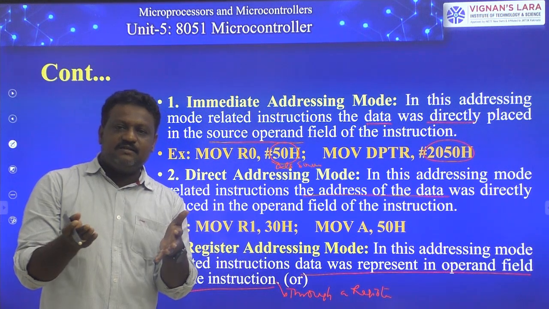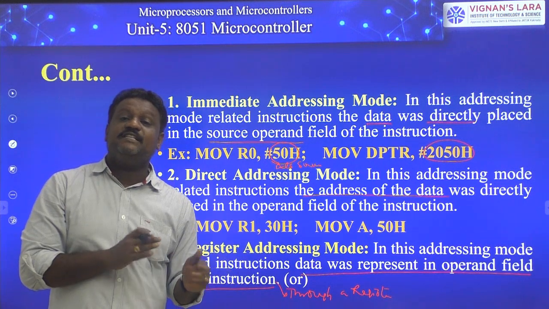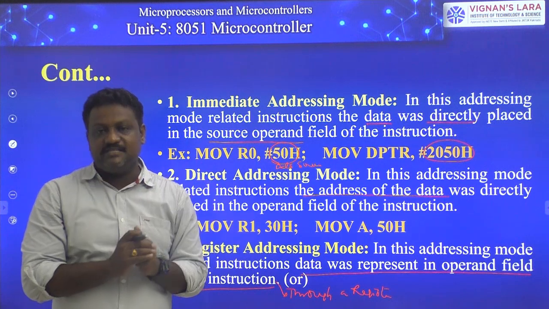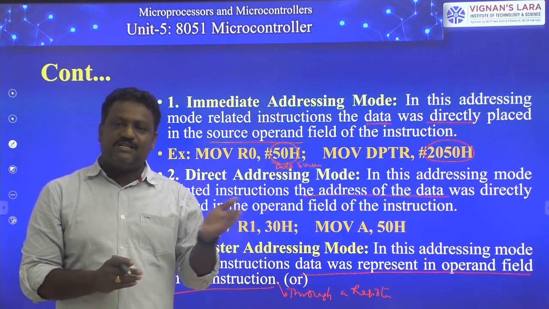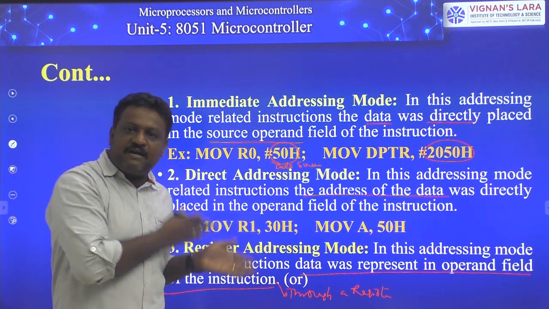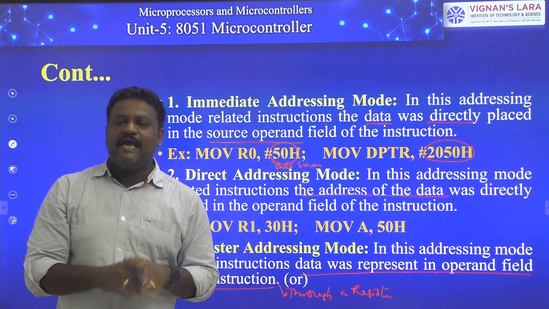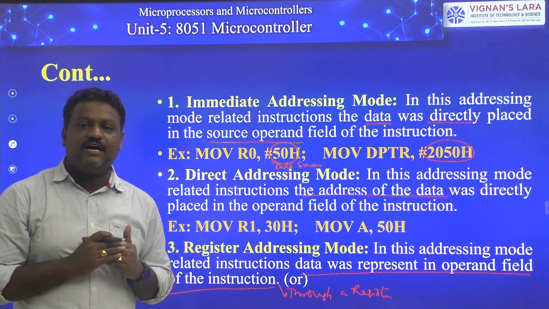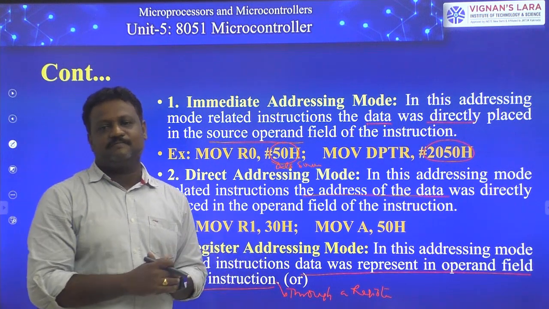In the previous case, the address of the data was represented in the instruction operand field. That means we were representing our data with an address, in the previous addressing mode, the direct addressing mode. But now coming to this register addressing mode, again I am not representing my data directly. I am representing my data through a register.